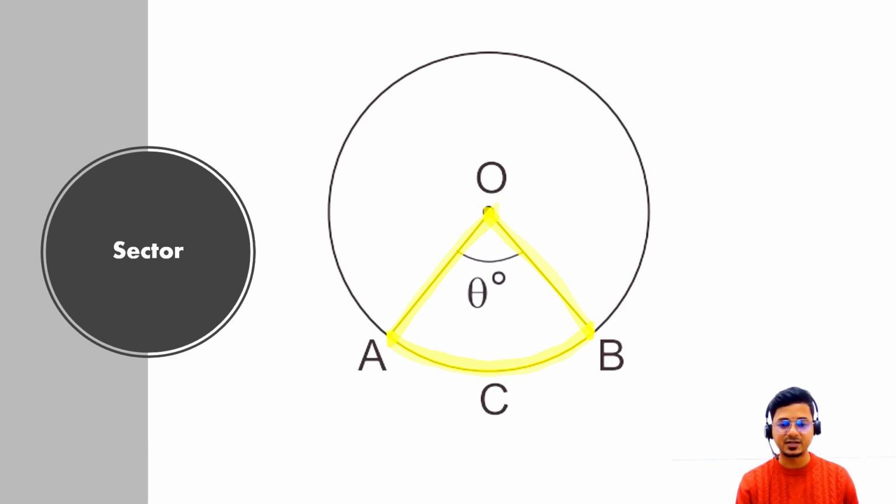And what about major sector? Major sector is the region which is bounded by the major arc. This blue color arc is the major arc and these are two bounding radii. So the region which is present inside this blue color boundary is the area of the major sector.